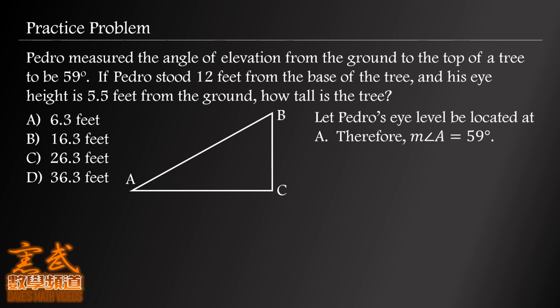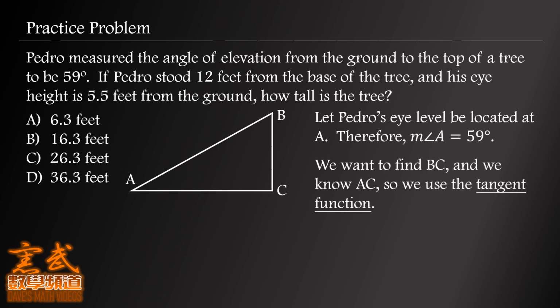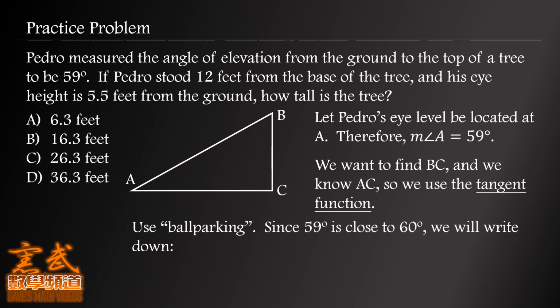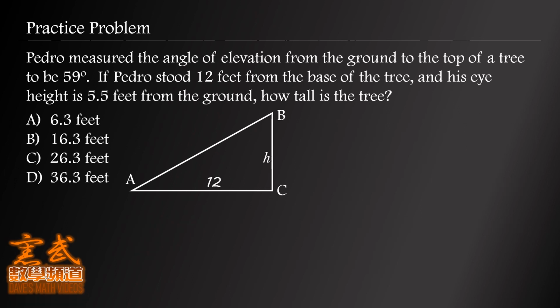We'll let Pedro's eye level be located at A and his line of sight be AB. Therefore, the measure of angle A is 59 degrees. We would like to find BC, and since we know AC, we would use the tangent function to find the answer. We're going to use a technique here called ballparking. Since 59 degrees is close enough to 60, we will write down that the tangent of 60 degrees is equal to h over 12. At this point, all we have to do is solve for h.